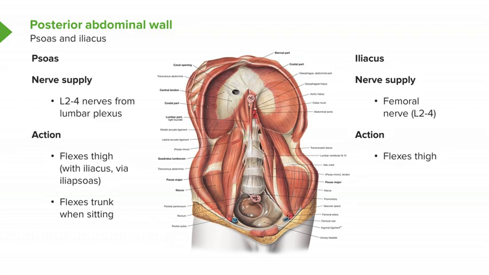The nerve supply again is via the femoral nerve, L2 to L4, from the lumbar plexus, and the action is really just to flex the thigh. Because of its position on the pelvis and not running up into the vertebrae of the posterior abdominal wall, it primarily flexes the thigh, whereas the psoas part of iliopsoas also helps to flex the trunk.